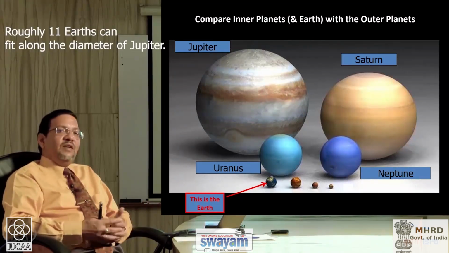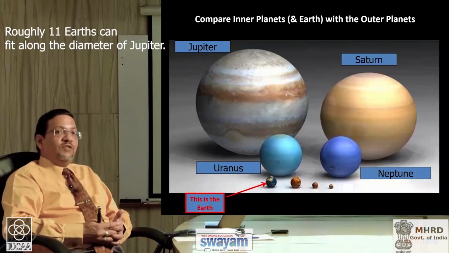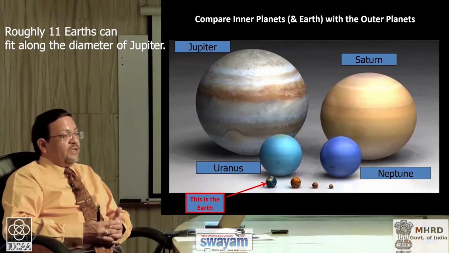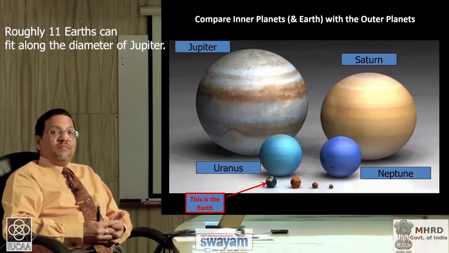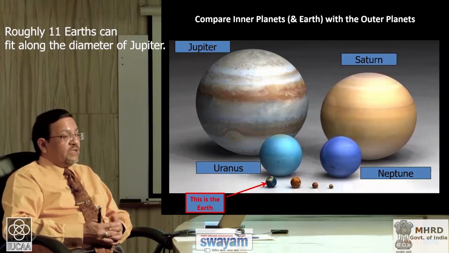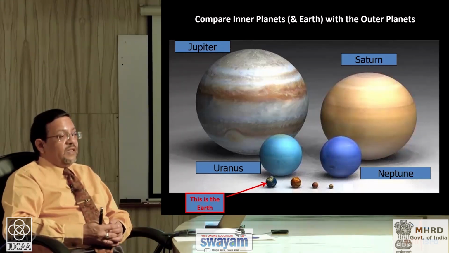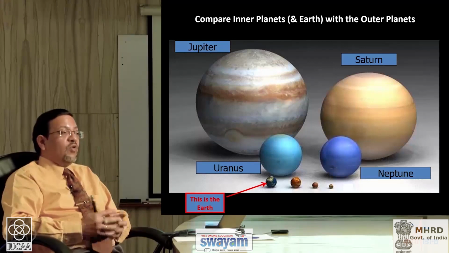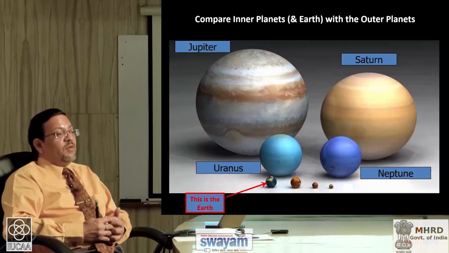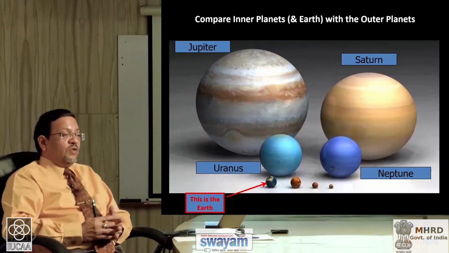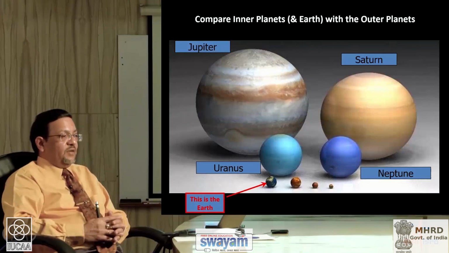Roughly you can say 10 Earths can fit into the size of Jupiter. And so, Jupiter is the biggest planet in our solar system, second is Saturn, and then you have Uranus and Neptune. So, this outer part of solar system, which consists of these 4 big planets, they are also called giant planets, because they are much bigger in size compared to the 4 terrestrial planets which I just mentioned.